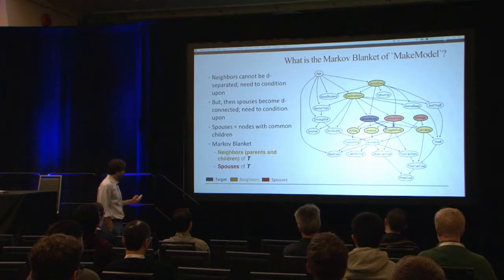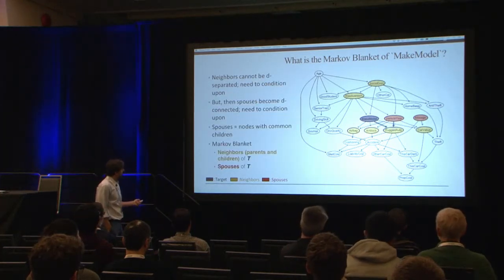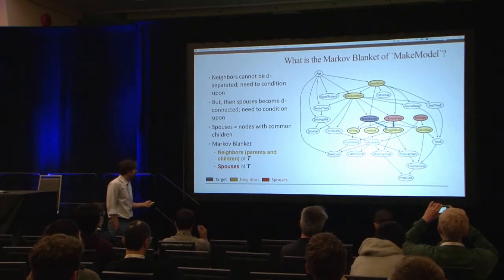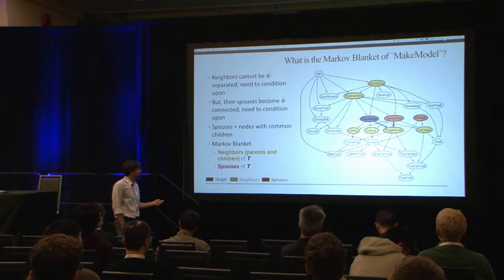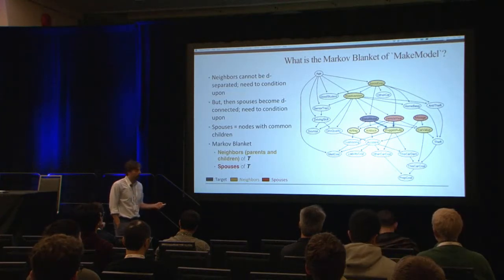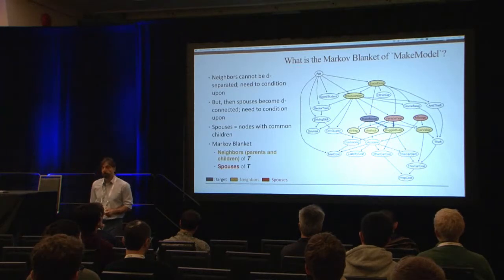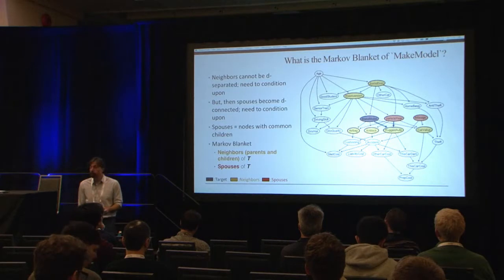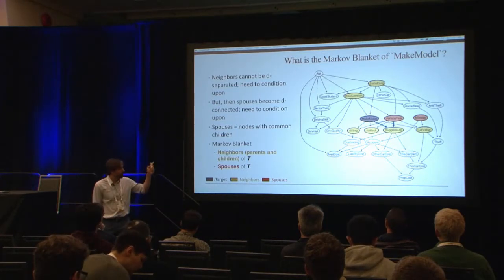Okay, so basically you can prove that if you know the causal structure, the Markov blanket is the neighbors, or if you would like, the parents and the children of T, and the spouses of T, meaning features with a common child. Okay? That's all you need. That's the solution to the feature selection problem, if you were given the causal graph.